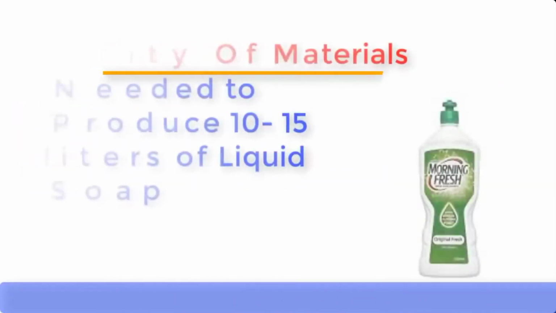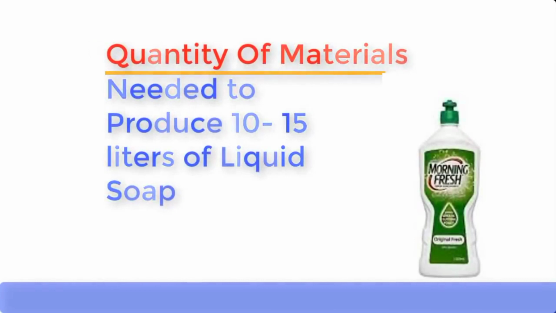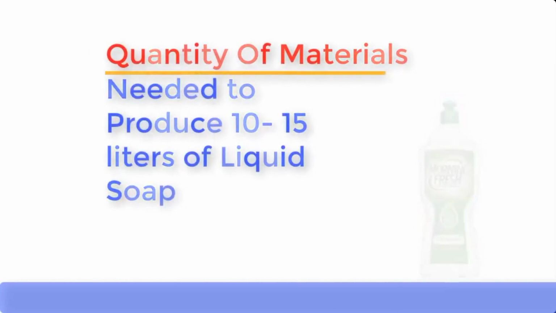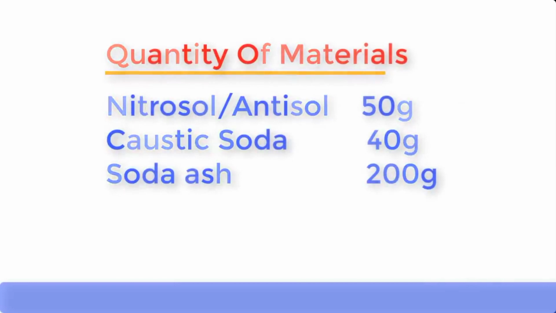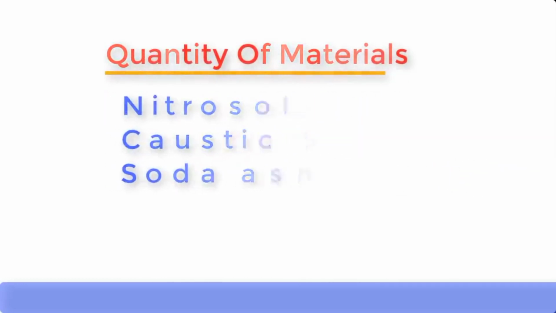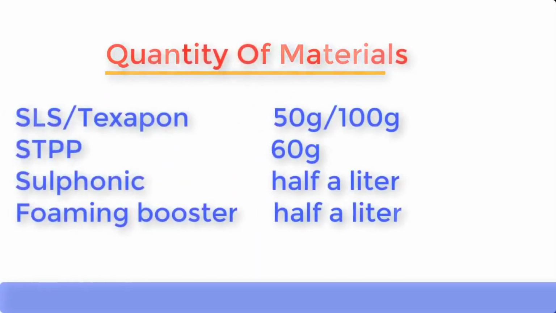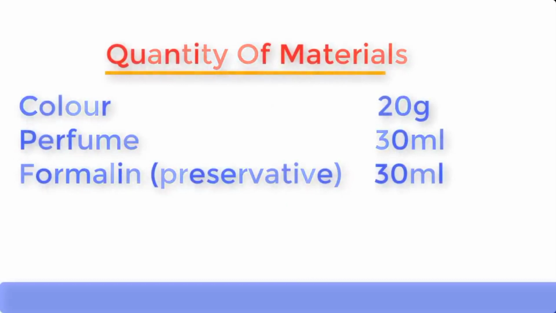Now let's establish the quantity of materials needed to produce 10 to 15 liters of liquid soap. Nitrosol or antisol 50 gram, caustic soda 40 gram, soda ash 200 gram, SLS 50 gram, and when using Texapon 100 gram, STPP 60 gram, sulfonic half a liter, foaming booster half a liter, color 20 gram, perfume 30 ml, and formalin 30 ml. Now let me show you the chemicals one by one, and then we go into the mixing of the chemicals proper.